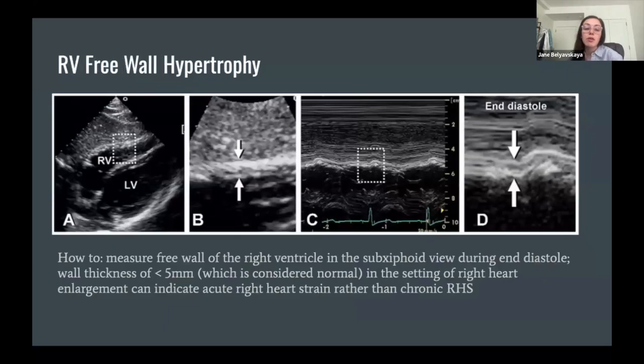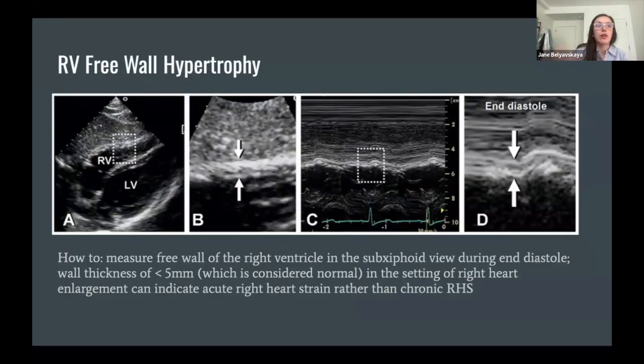So here one of the things we can do is look at RV free wall hypertrophy. You can measure this in your subxiphoid view, and you're going to measure the thickness of the RV free wall at its thickest point. You want to make sure here that you're not including an anterior fat pad in your measurement. And a number less than 5 is considered normal, and a number greater than 5 is considered abnormal.